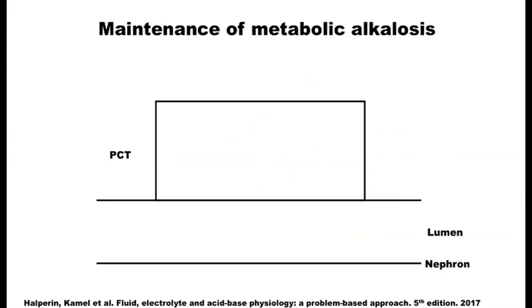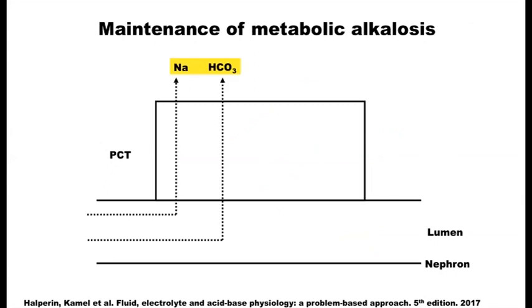Now, maintaining the metabolic alkalosis is really the function of the kidneys. So this is the proximal convoluted tubule here, and you can see the nephron lumen over there. Because these patients are ECF volume contracted, sodium along with bicarbonate is absorbed in an attempt to return the ECF compartment to normal.